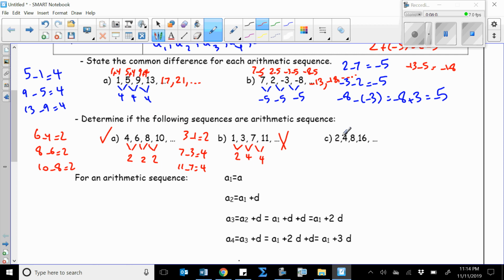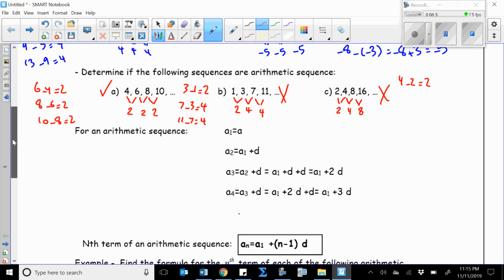Let's check the next one. Difference between 2 and 4. 4 minus 2 is 2. So this is 2. Difference between these two. 8 minus 4 is 4. Difference between 16 and 8 is 8. So as you see, the difference between the terms is always something different. It's not always the same thing. So again, this one is not an arithmetic sequence.